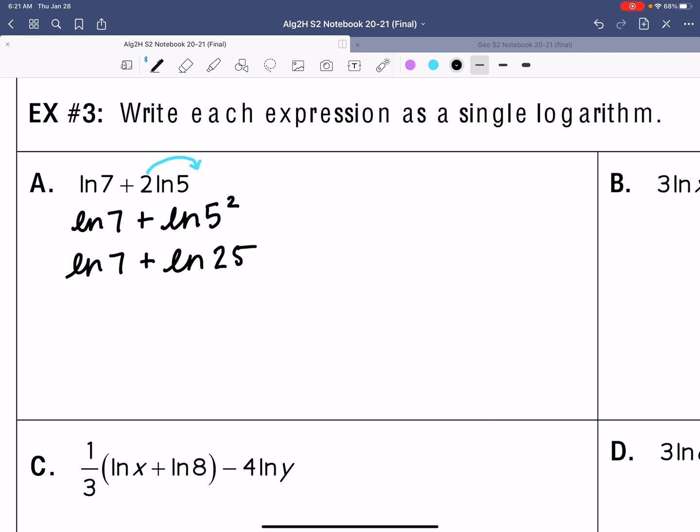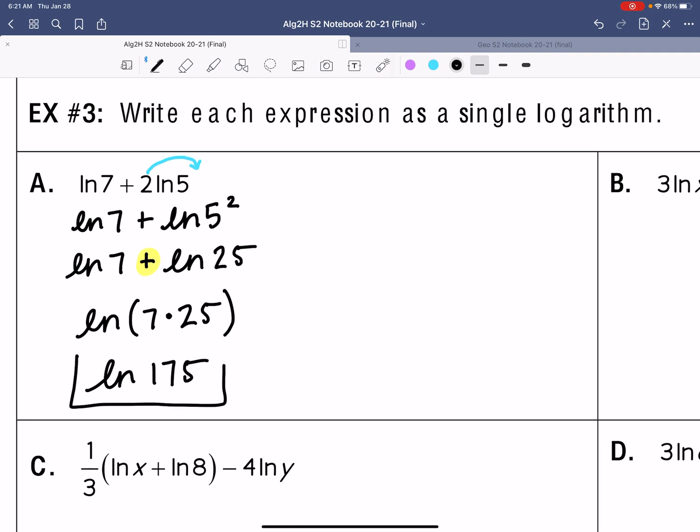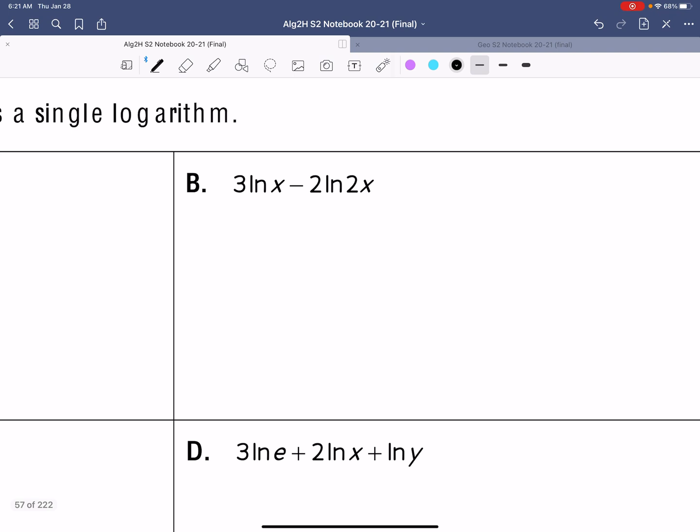Okay, now we want to condense it. We have a plus. Plus condensed is going to be multiplication when we write it as a single log. So we have natural log of 7 times 25. And 7 times 25, we know how to do that. So we have natural log of 175. This is my simplified condensed form.